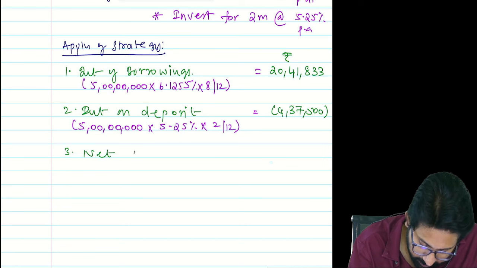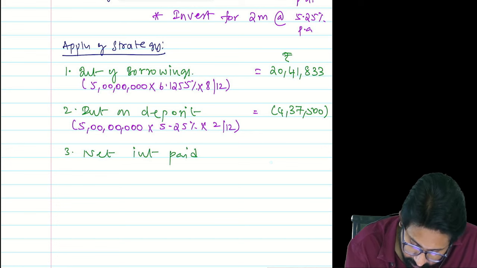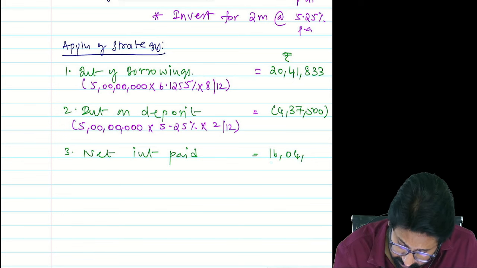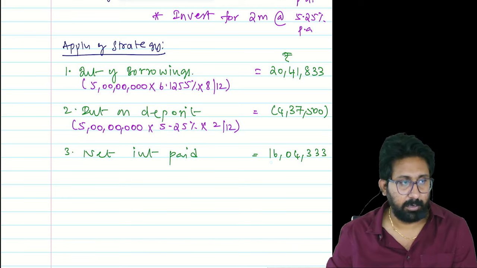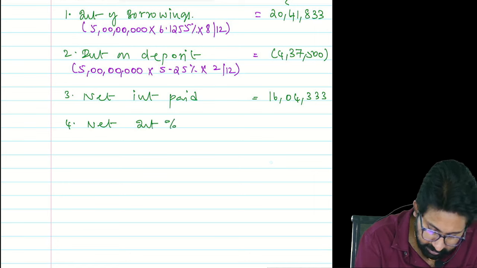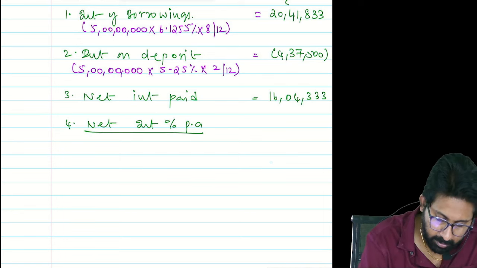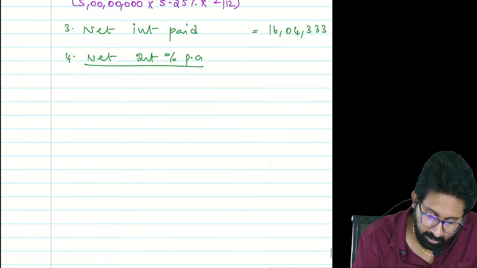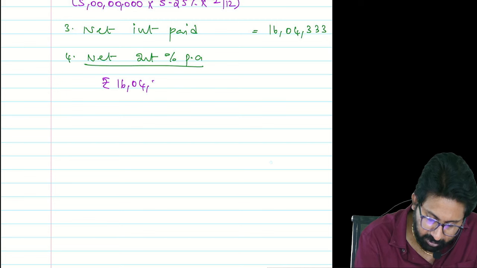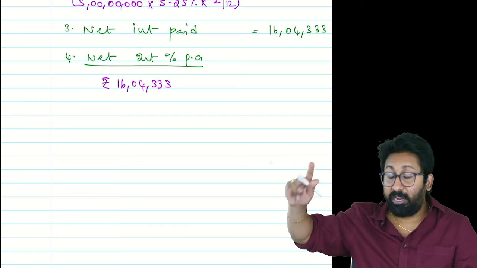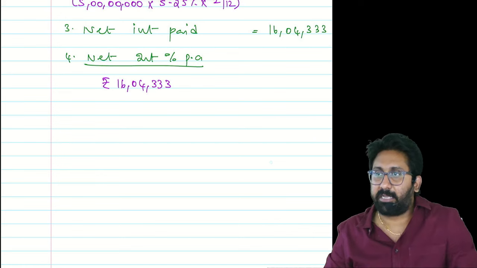Third one is net interest paid: 16,04,000. Fourth one, net interest percentage per annum. Okay, tell me, we paid 16,04,333 for a period of how many months? 6 months. 8 months borrowing, 2 months deposit. Mean net, how many months? 6 months we have done.